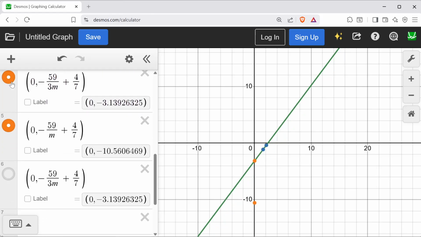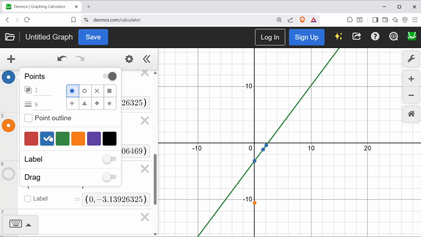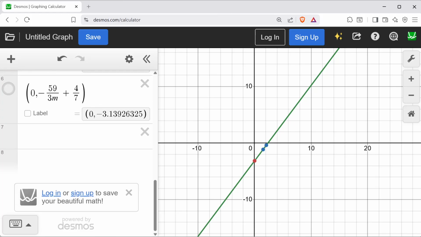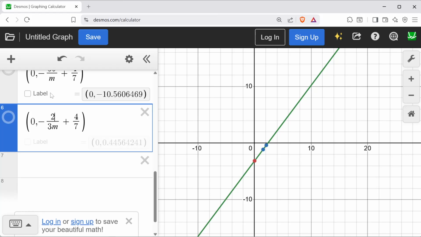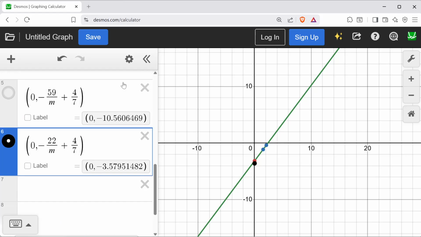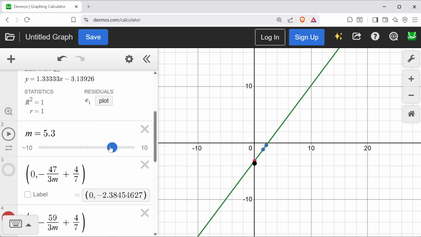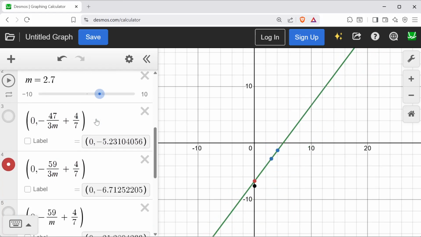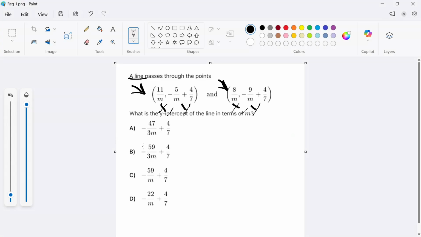Here's the one that's the answer. Again, just so you can see it, I'll put it in red. See how that one's much better? All right, that one's gone. And now I have the last one, which is negative 22 over m plus 4/7. And I'll put that one on there, and I'll make it a different color. You can already see it's not the answer. I'll make it black. And that one's not the answer, no matter where I move m. So I used the regression to find that B is the correct answer.